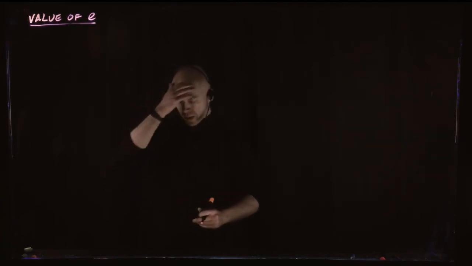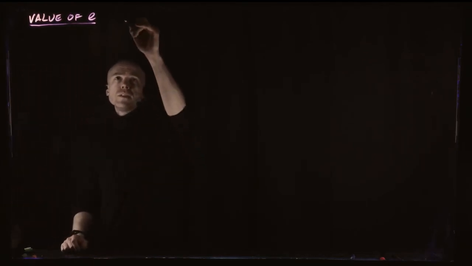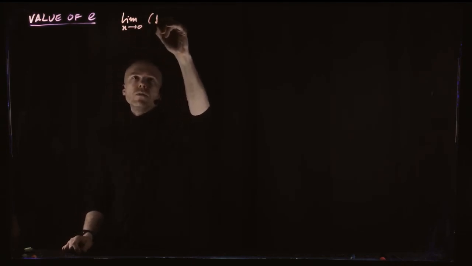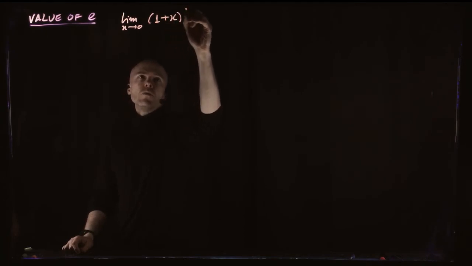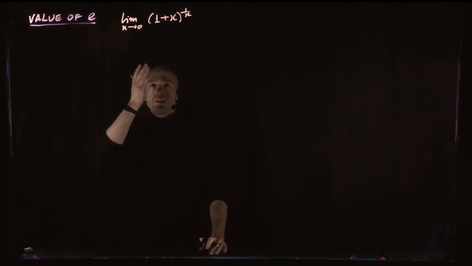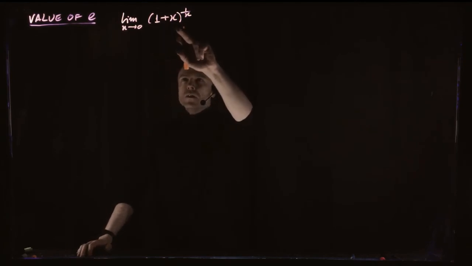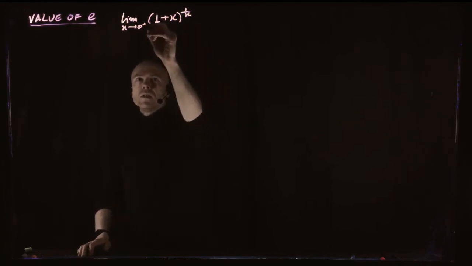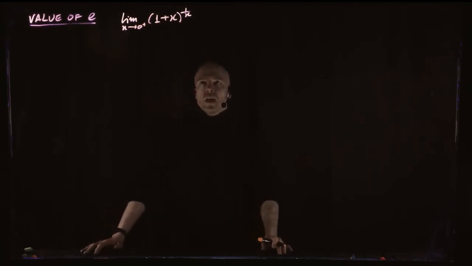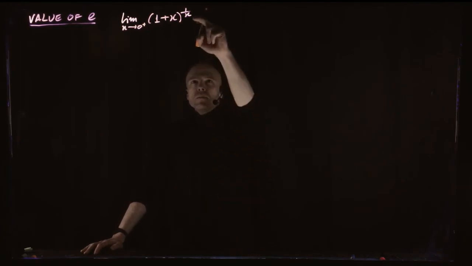So we start with the following limit. Let's think about this limit. The limit as x goes to 0 of (1 plus x) to the 1 over x. So this is not an obvious thing at all, right? Because as x gets closer and closer to 0, actually from the right-hand side I should specify, then this guy is getting closer and closer to 1, but this guy is getting closer and closer to infinity.